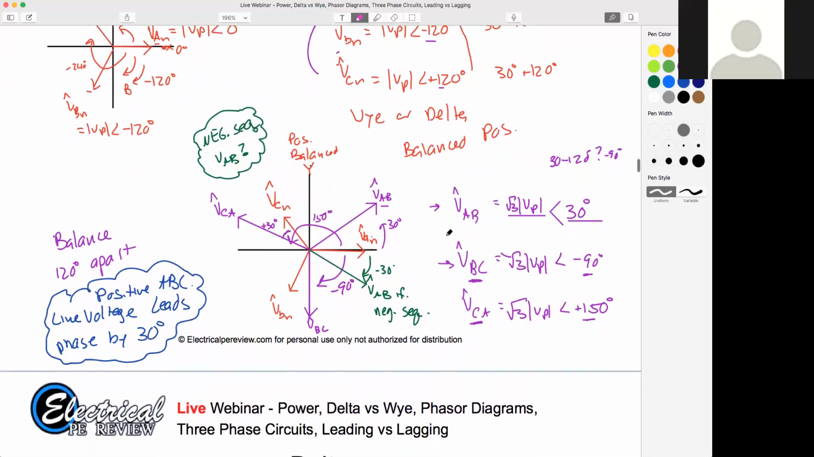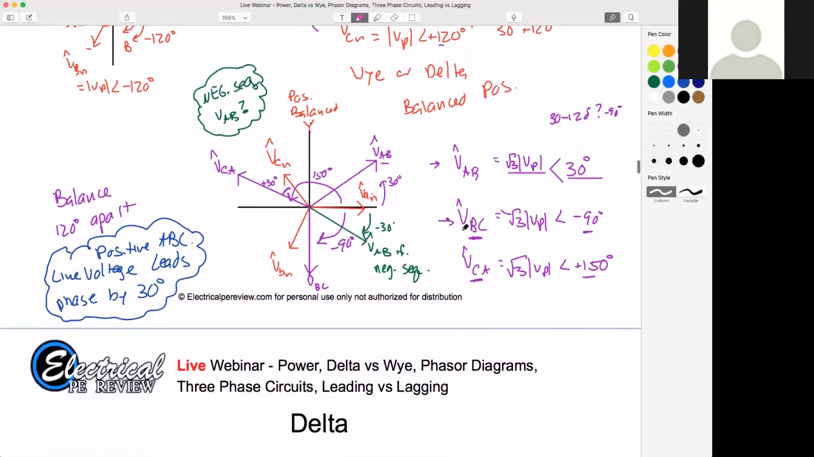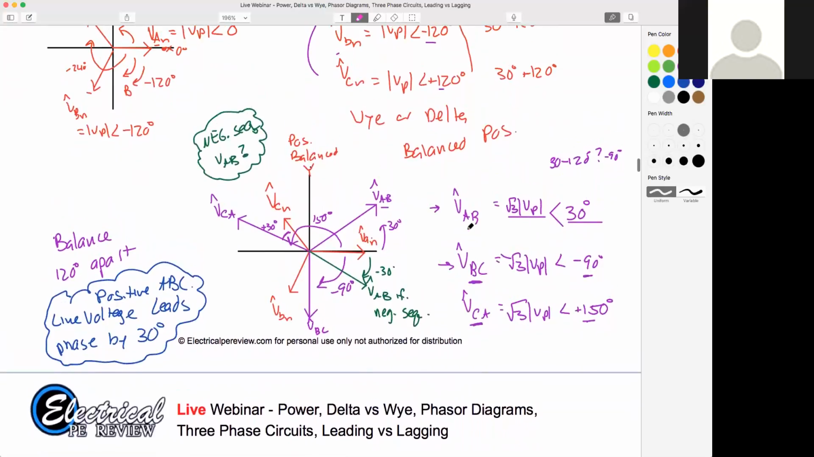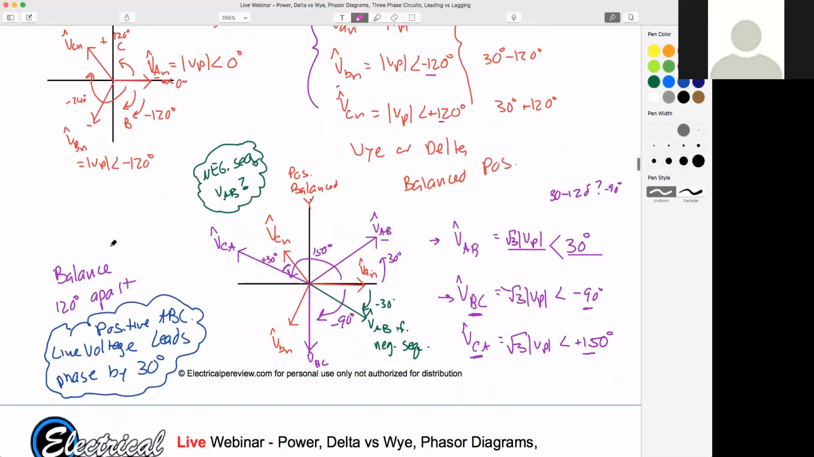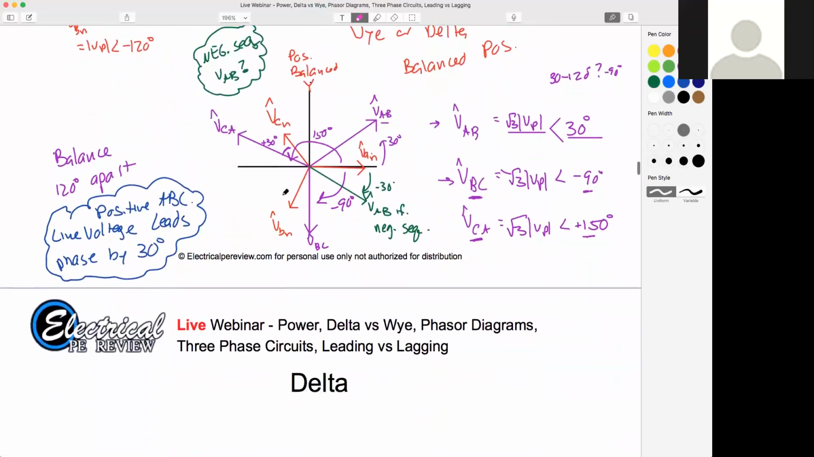Jonathan said, which is why you can parallel deltas and Y. You can parallel deltas and Y. It just depends on the application. Okay, is anyone good with our phasor diagram for Y? If so, I'm going to move on to our delta system.